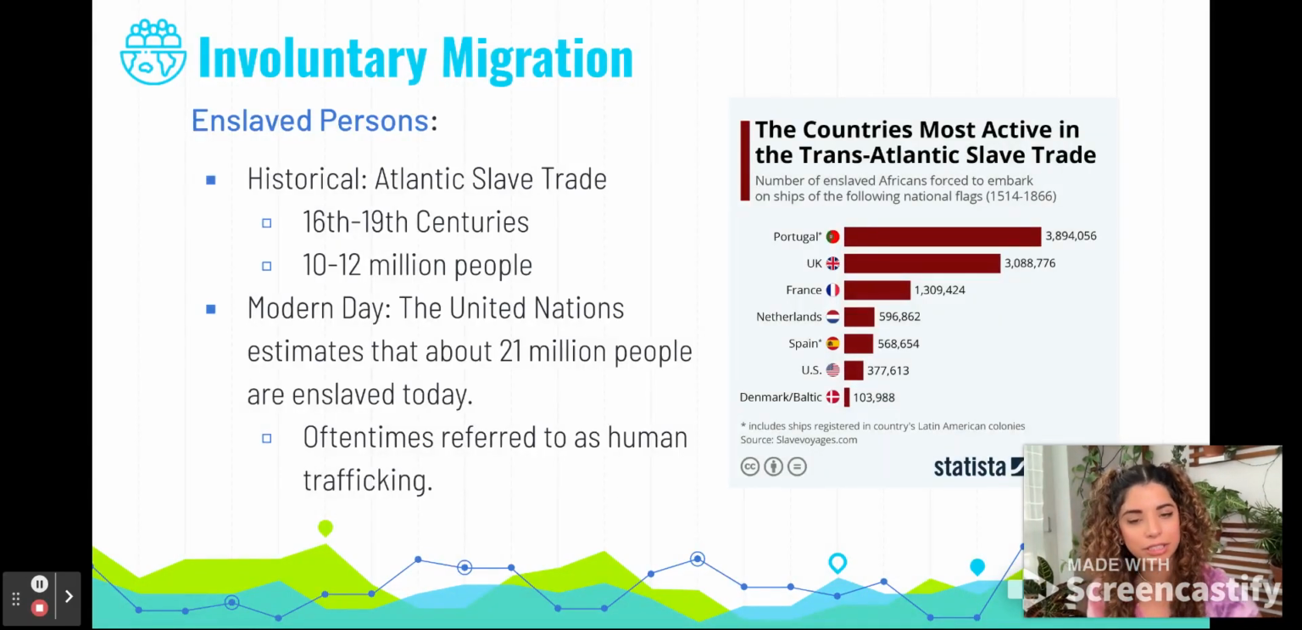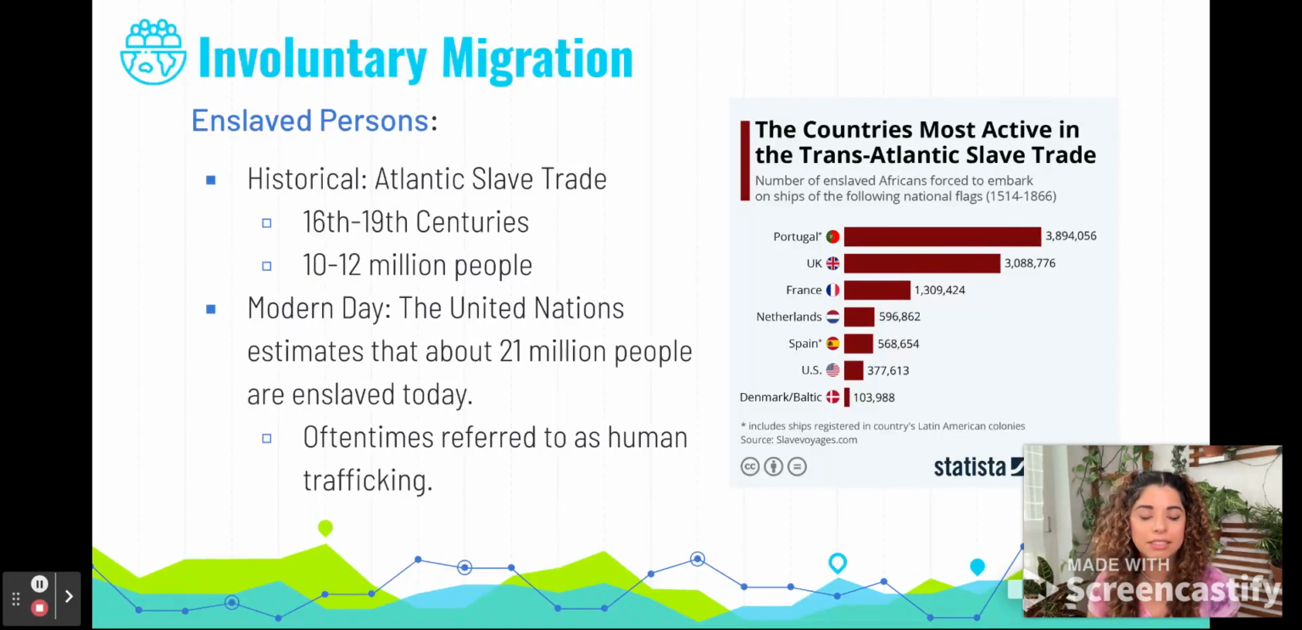And then enslaved persons. Historically, the Atlantic slave trade is probably the biggest example of this. This happened during the era of colonization, and it's estimated that 10 to 12 million people were enslaved and forced to work in the New World. Now we have enslaved people still, unfortunately. The UN says that there are about 21 million people who are enslaved.